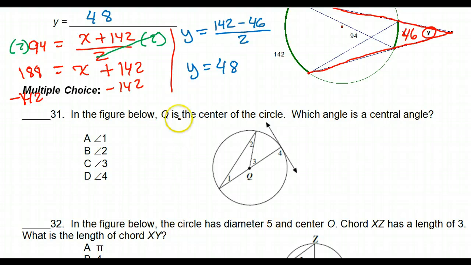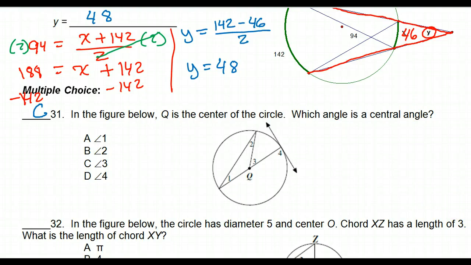Let's see, in the figure below, Q is the center. Which angle is a central angle? Angle 1? Nope, that's inscribed. Angle 2, inscribed. Oh, ding, ding, ding, angle 3, that's a central angle. Oh, because it's at the center. Okay.